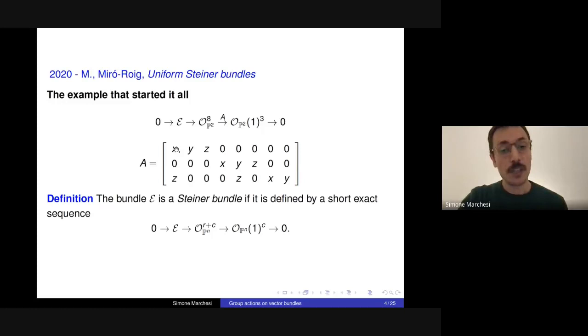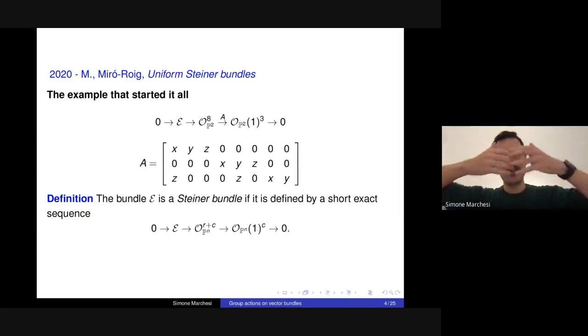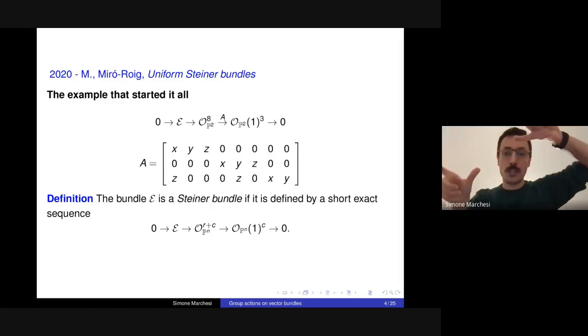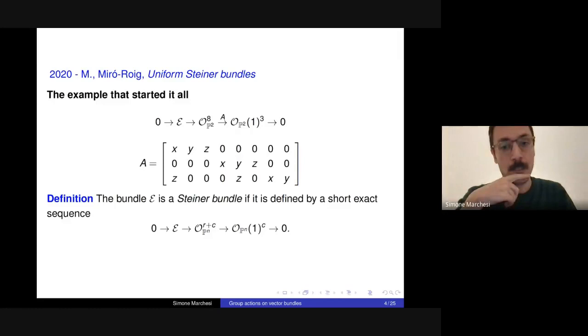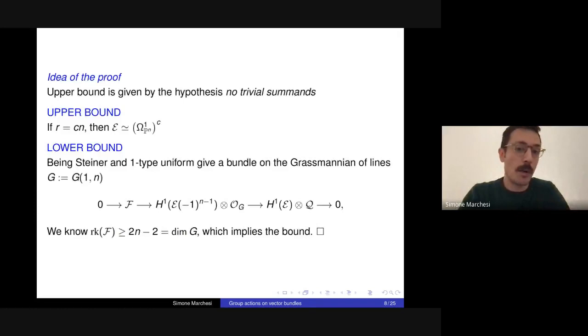If it's a 3 by 9 matrix, in order not to have zero columns, we have to have blocks in the matrix where in each block there are all the coordinates. So if we stretch these linear forms as much as we can in order not to get zero columns, then we just have many summands of the cotangent bundle twisted by one. Sorry, I forgot to twist it by one, but this is the cotangent bundle.